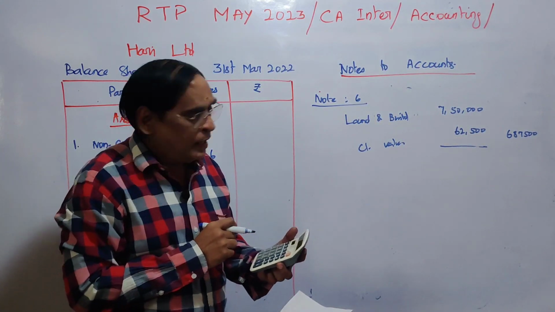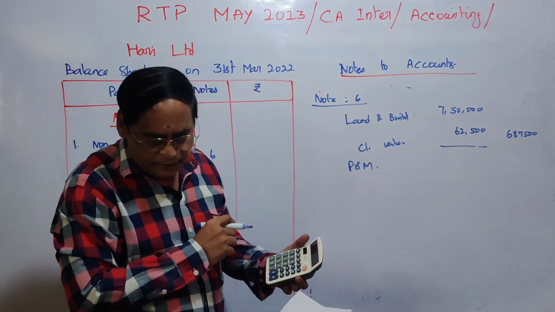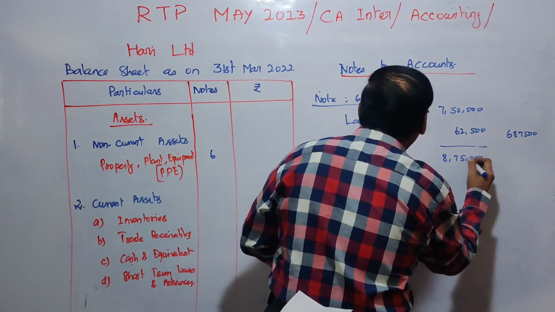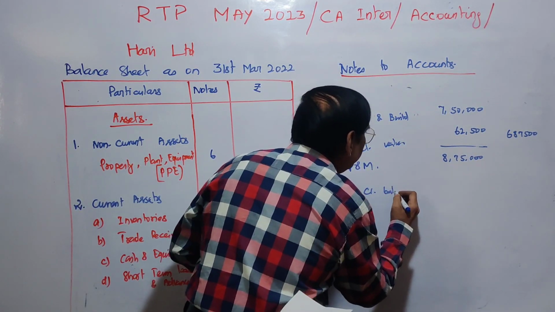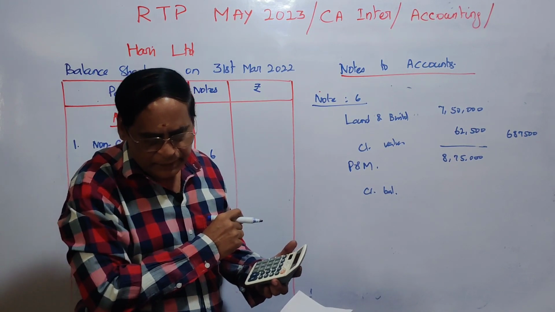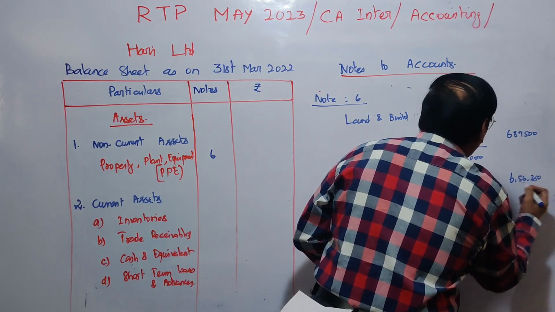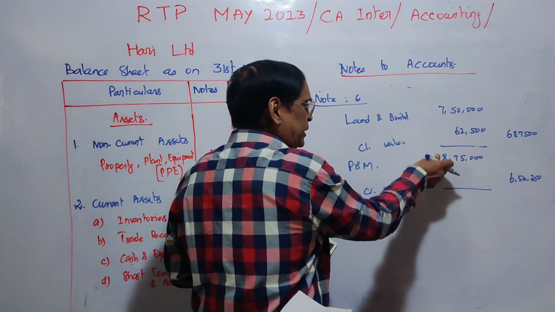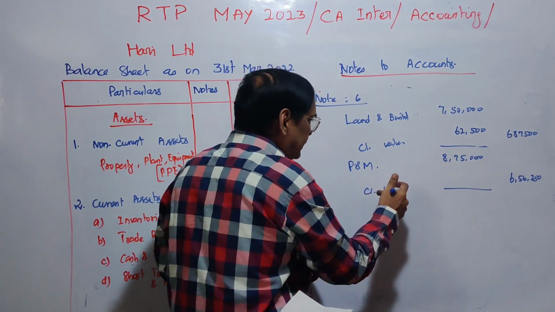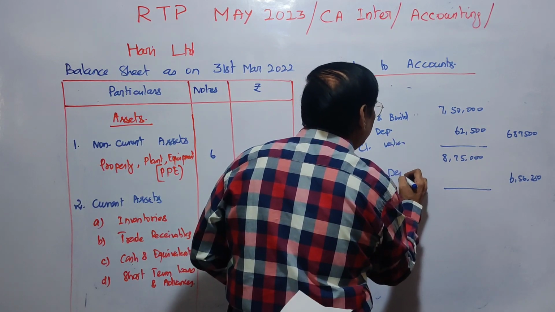And then next, plant and machinery. What is the cost? The cost is 8,75,000. And then the closing balance is also given, 6,56,250. So what should be the depreciation? It is an opening balance, and it is a closing balance. If we deduct these two, we can easily find out the depreciation.